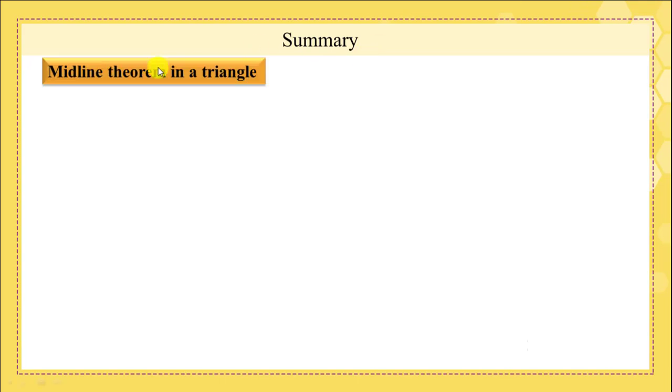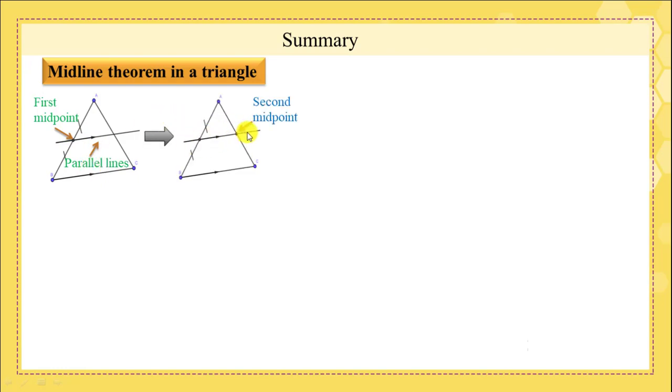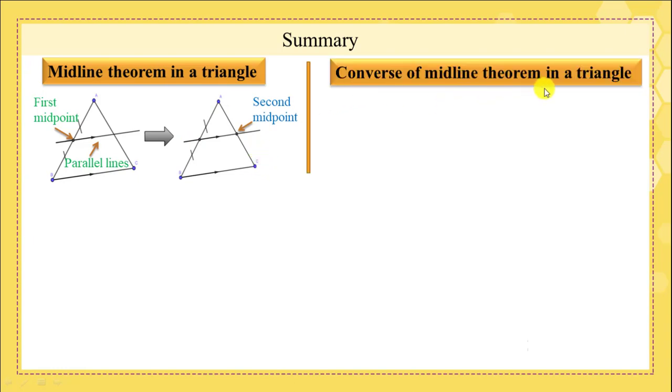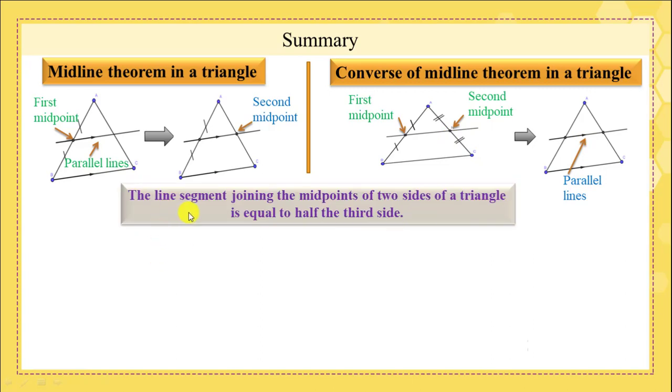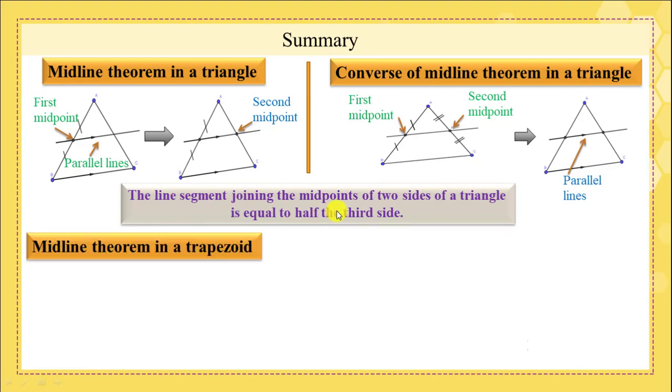Summary. First, we have the midline theorem in triangle. We need one midpoint and a line passing through this midpoint and parallel to the second side of the triangle. What do we get? The second midpoint. This line will pass through the midpoint of the third side. Converse of midline theorem in triangle. We have two midpoints, the midpoints of two sides of a triangle. So the line passing through these two midpoints will be parallel to the third side. The line segment joining the midpoints of two sides of a triangle is equal to half the third side.